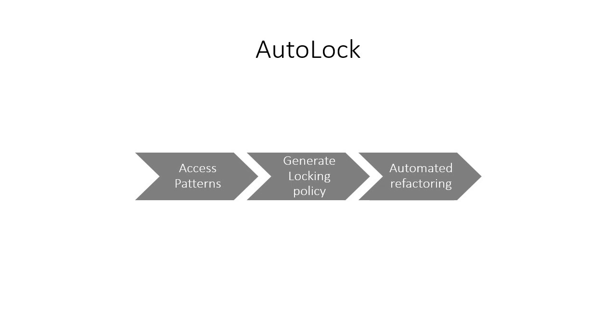Step 1. Infer how variables are accessed. Step 2. Generate automatically a locking policy based on the observations made during Step 1. Step 3. Automate the code refactoring. Let's review how Step 1 works on a high level.